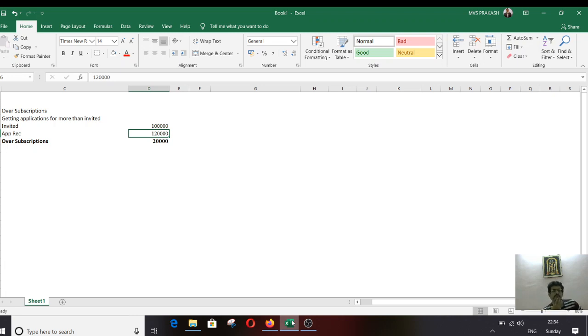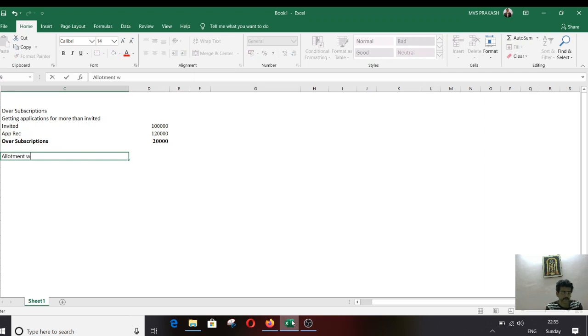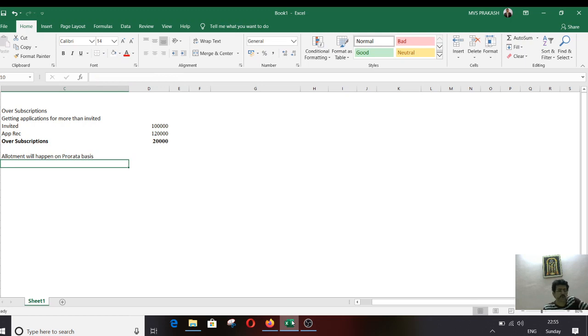Now here there will be something called pro rata. That means I will be allotting the total shares of 1 lakh. But how do I do it? Applications were received for 1,20,000 shares. Of this, allotment is happening for 1 lakh. The allotment will happen in a proportionate manner, and I will call that pro rata. So whenever there is a situation of over subscription, allotment will happen on a pro rata basis. That is what happens in your over subscription cases.